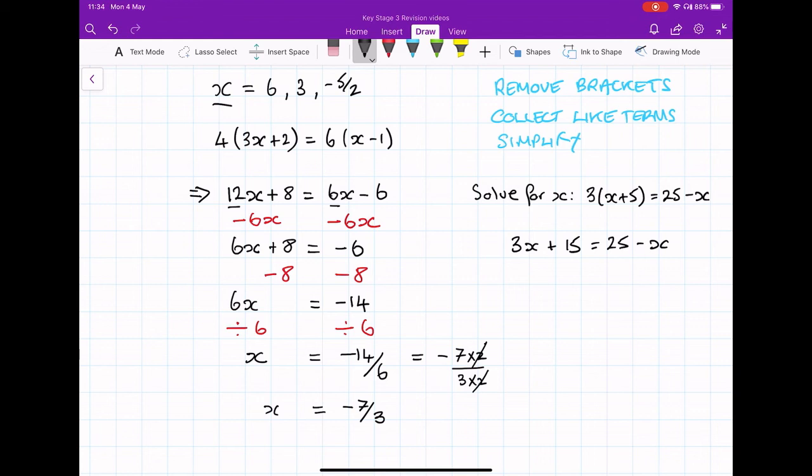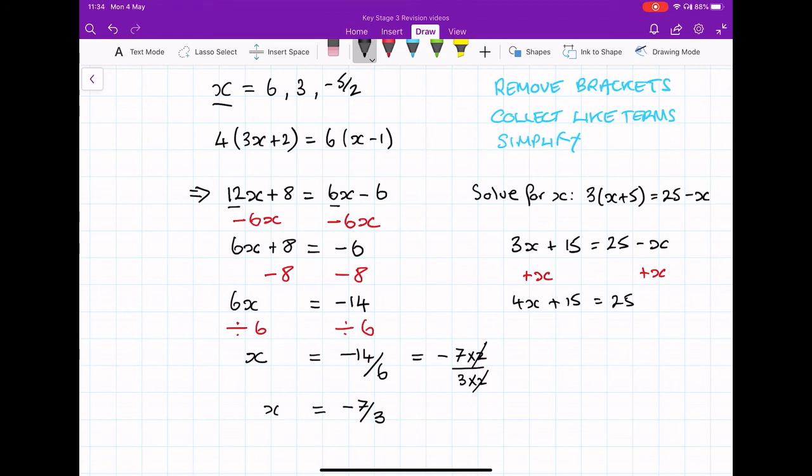Let's now collect like terms. Now we want to get that minus x from the right-hand side onto the left-hand side. And how can we possibly do that? We have to add an x to make it 0. So let's add an x to this side, and we have to add an x to this side. And that means we have 3x plus x, which is 4x. We've still got our plus 15, equals 25 minus x plus x, which is 0. So now we have 4x plus 15 equals 25.